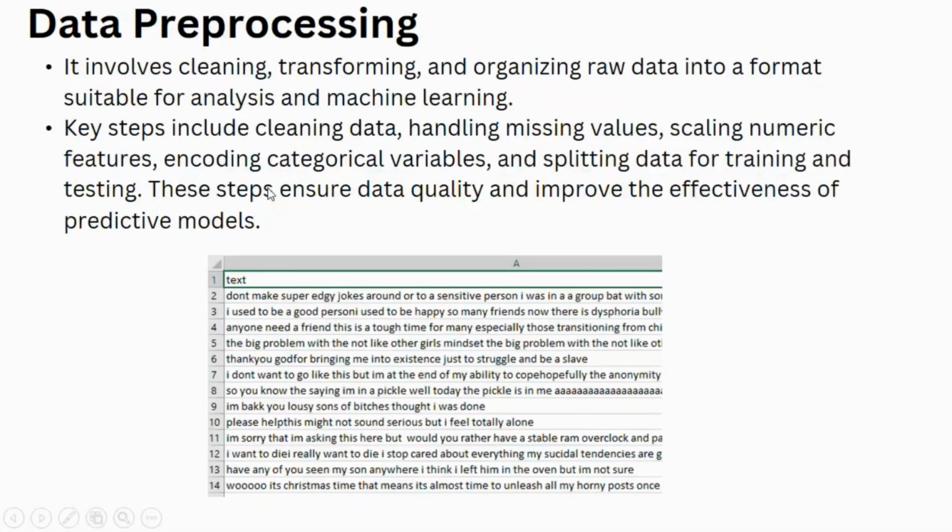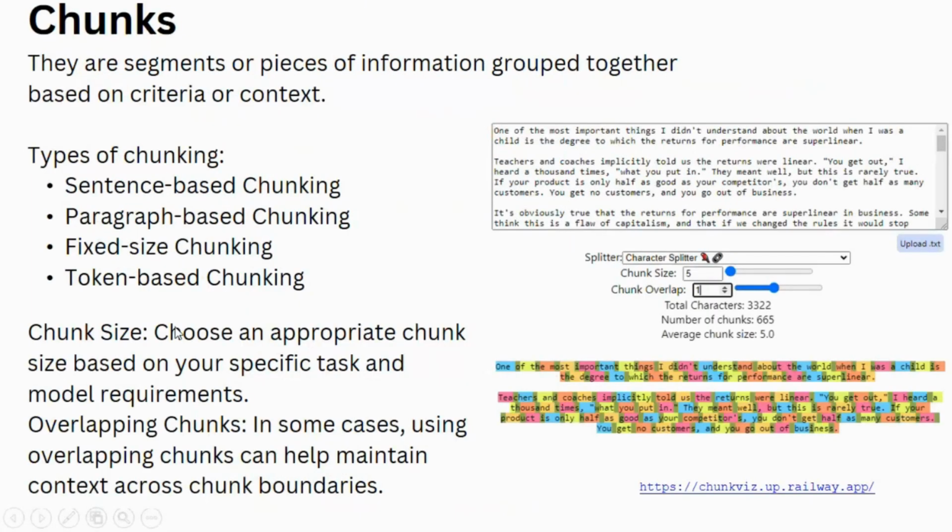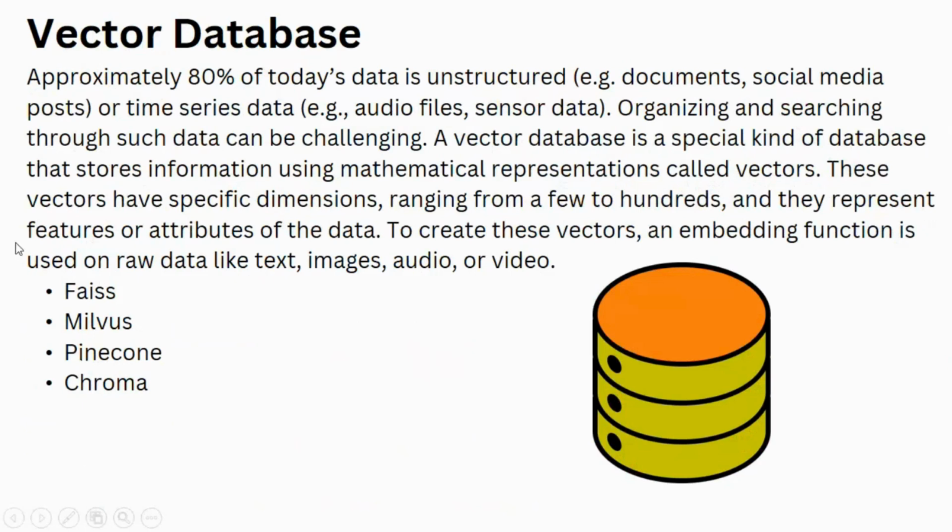And after preprocessing the data, we split them into the chunks which I mentioned before. And going to the vector database, why do we need a vector database? Because we can store unstructured data, like documents, images, anything, in numerical representation, and it can be searched through the vector storage in an easy format.